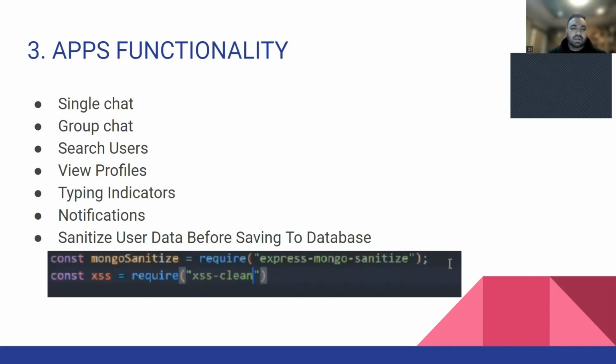This one will show the user three dots whenever we type, just showing us an indicator there. Next we have a notification. We have a bell icon at the top right corner, so whenever a different user sends us a message, it will come up as a notification there. We will show you the demo at the last, and the next thing is sanitizing the user data before saving to the database.